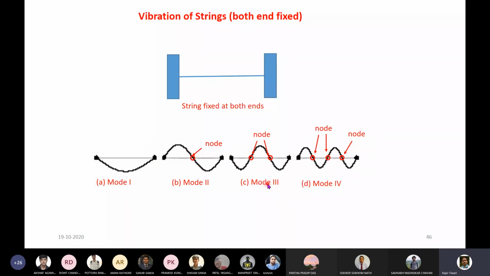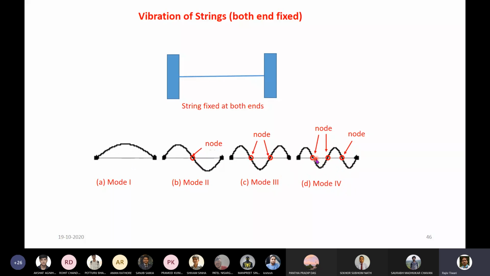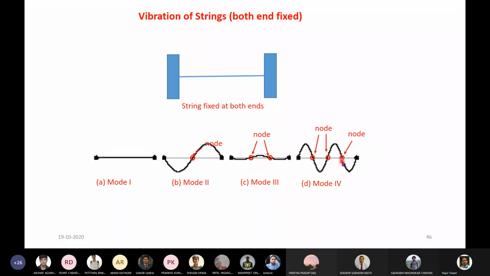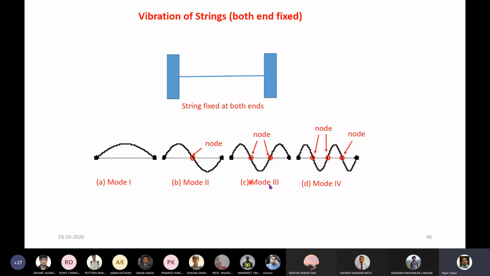Similarly, in the third mode, we'll be having two such nodes, and in between it will be having displacements. Similarly, in the fourth mode, we'll be having three nodes. So this is the animation of the string which is fixed at both ends, and during various excitation or free vibration at different modes, how they will vibrate.